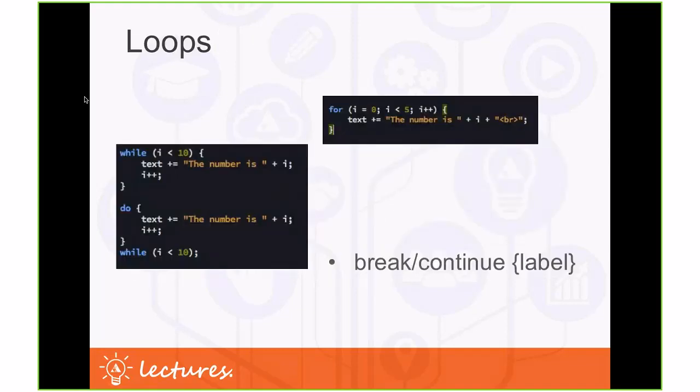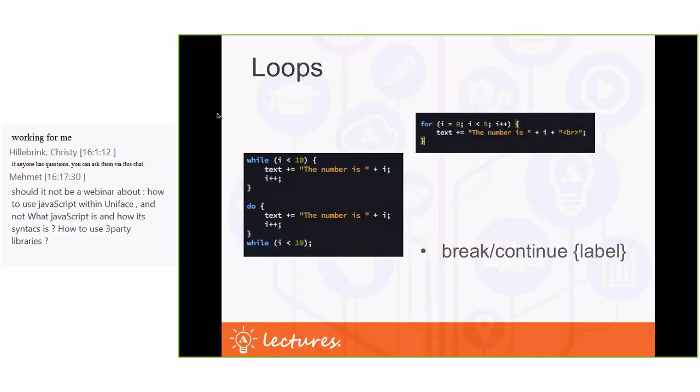We also have loops. So we have the while loop, again very much similar to Uniface. Again, you have the evaluation, you have the block of code within the curly braces. Obviously, this will continue looping through the code while it's evaluated as true. We also have the do while, again the same as Uniface, the block of code within the curly braces, and then the evaluation. It will continue running through it until it's no longer true.